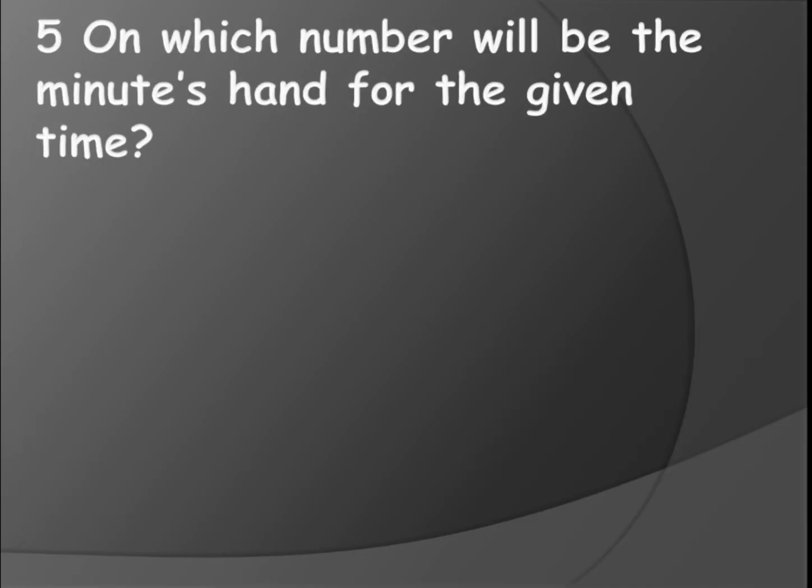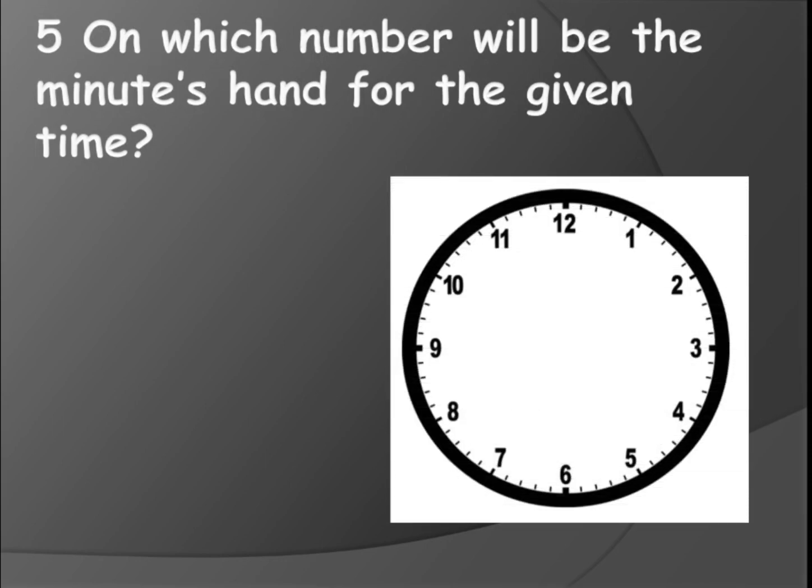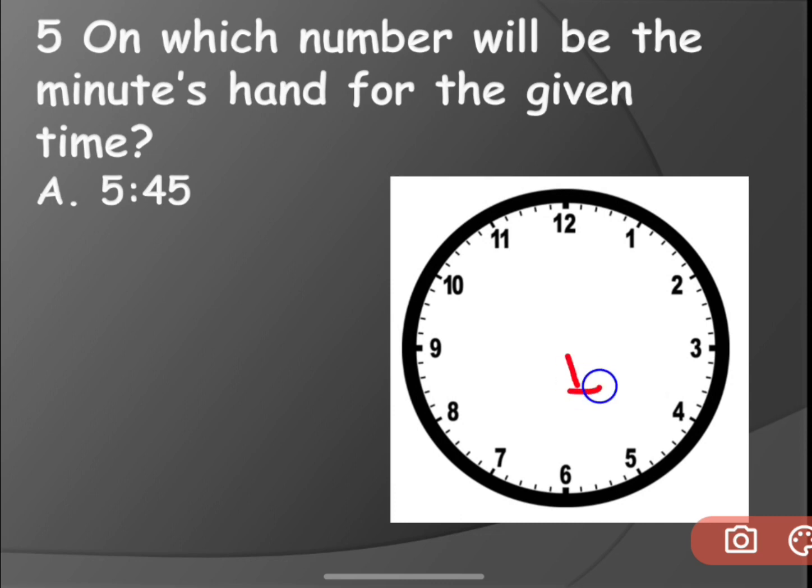Okay, next question. On which number will the minutes hand be for the given time? So here they have given the time. We have to say on which number the minutes hand will be pointing. Let's see. So this is a clock. 5:45. 5 means the short hand will be on 5. 45 means 45. In the 5 table, where will you get 45? 5 9s are 45. So the longer hand will be on 9. So you can simply write the answer as 9.